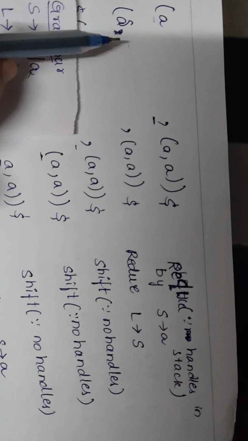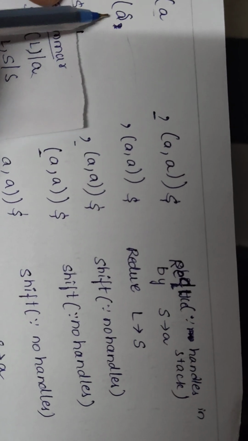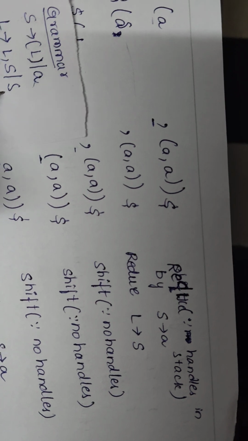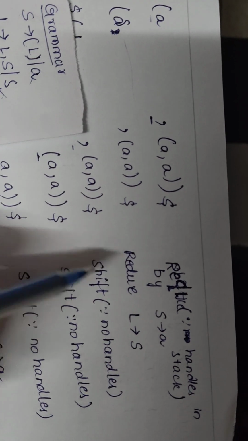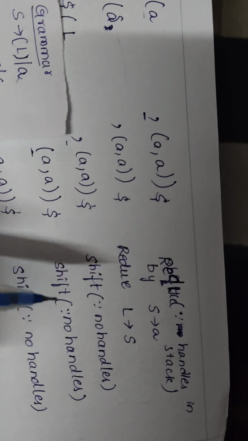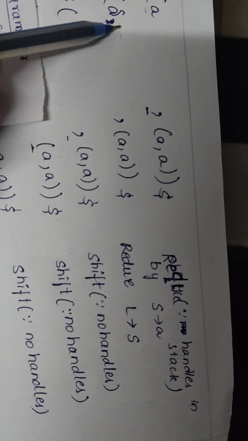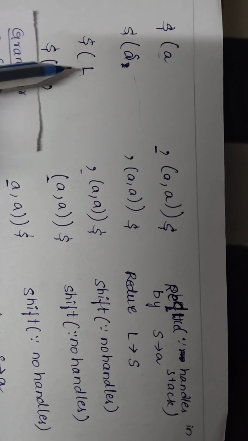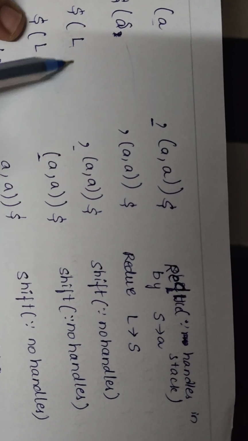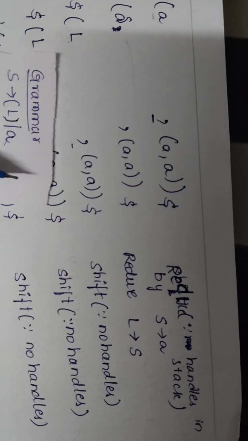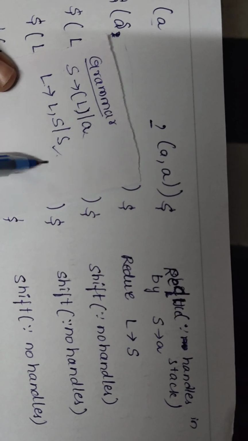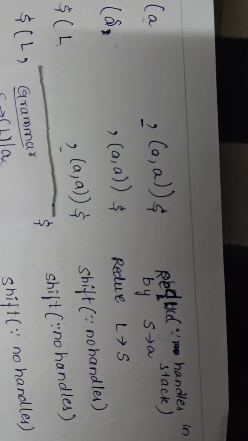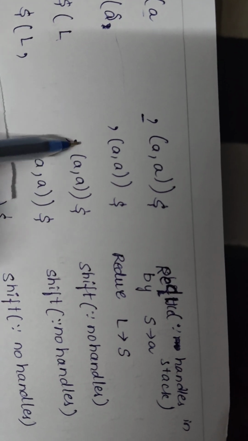Now next, do we have S in the grammar? Yes, we do have. See, L produces S, so we need to reduce L produces S. So we need to pop this and push this here. Okay. Next, do we have L alone? Single L, do we have? No. We don't have. So we need to shift. We'll be shifting this here.